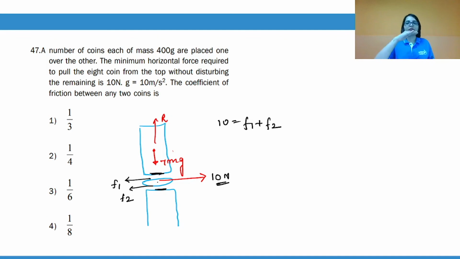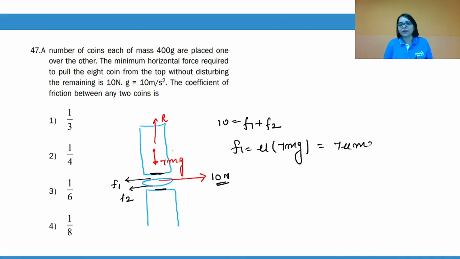F1 is the friction force on the upper surface, right? So this is provided by the 7 mg pile, 7 coin pile, right? So friction force F1 will be mu into 7 mg, right? And that is equals to 7 mu mg, right?